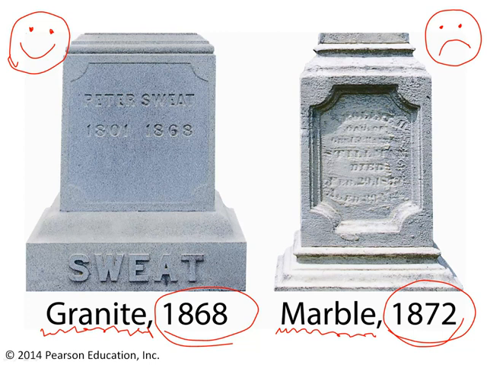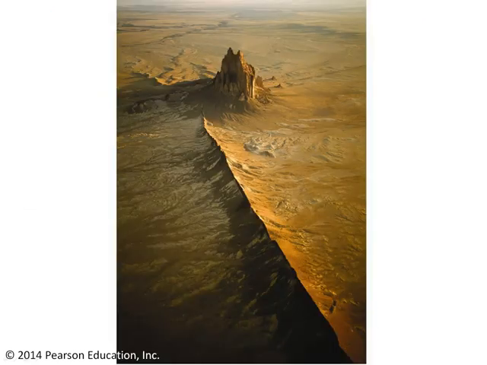So the material that a tombstone is made from ends up mattering, and this is a good lesson for understanding the rate at which rocks weather. Composition matters. Here's a look at some of the results of different compositions weathering under the same conditions.